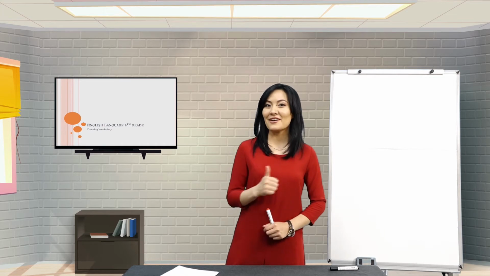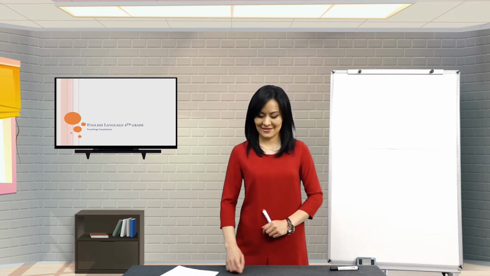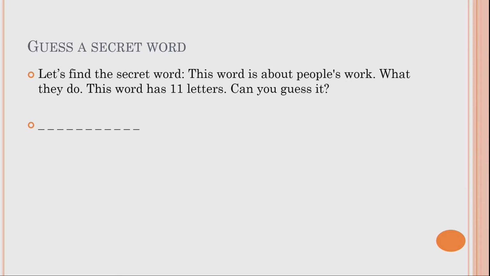Hello children, how are you today? I hope you are fine. Let's play a game. In this game, you need to find a secret word. This word has 11 letters, and this word is about people's work. Look at the board and try to find letters and then guess the word. Let's go. Okay, look at the board. There are 11 letters. Yes, it has a letter F. It's the fourth letter. What do you think? What is it? No, there isn't a letter A.